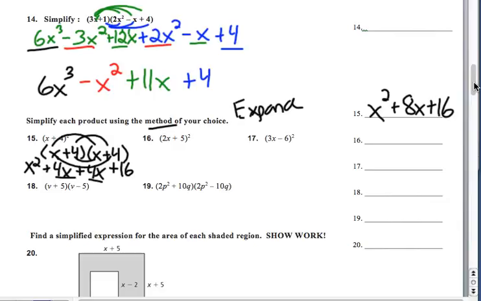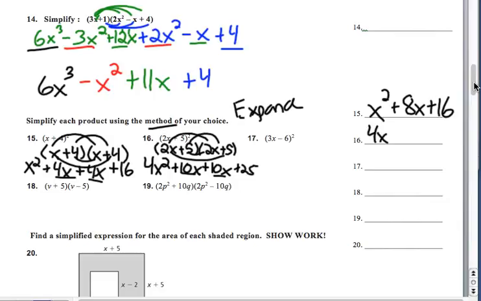Same thing for number 16. I'm going to write it out twice, because now I can see the foiling unfold. 2x times 2x is a 4x squared plus 10x plus 10x plus 25. And then, of course, you want to combine those inner like terms.